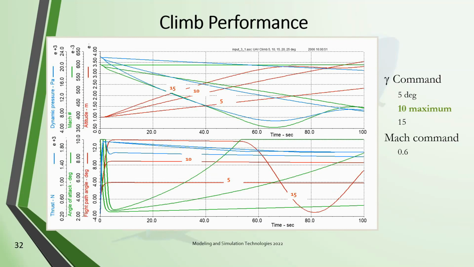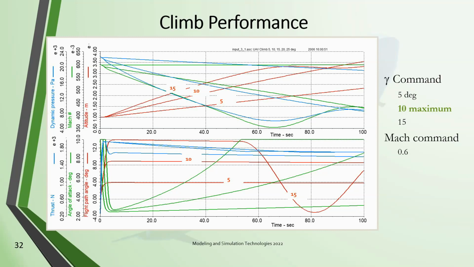Now we will want to look at some performance, first at climb performance. The UAV climbs by commanding a gamma, which is the flight path angle. In the top frame, I've shown altitude, in red, Mach number, and the dynamic pressure, which is now becoming important. In the bottom, we have the flight path angle in degrees. See 5, 10, and 15. The associated angle of attack and thrust.